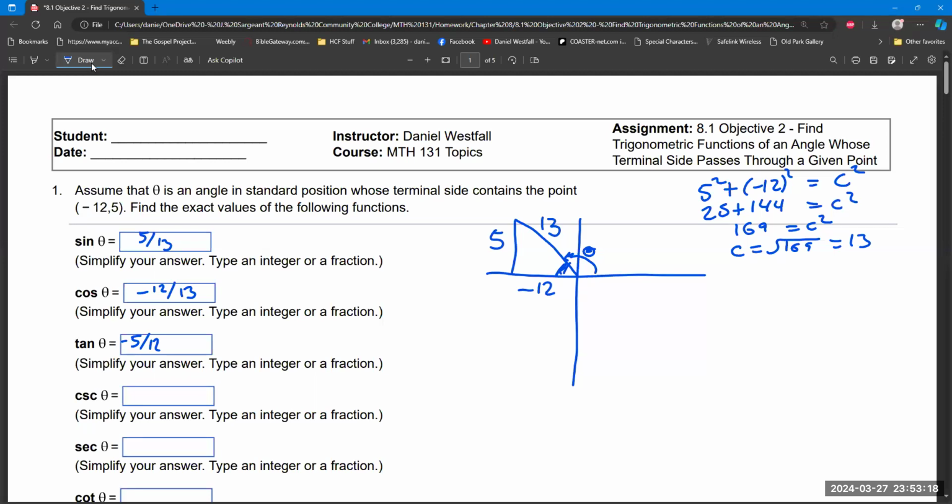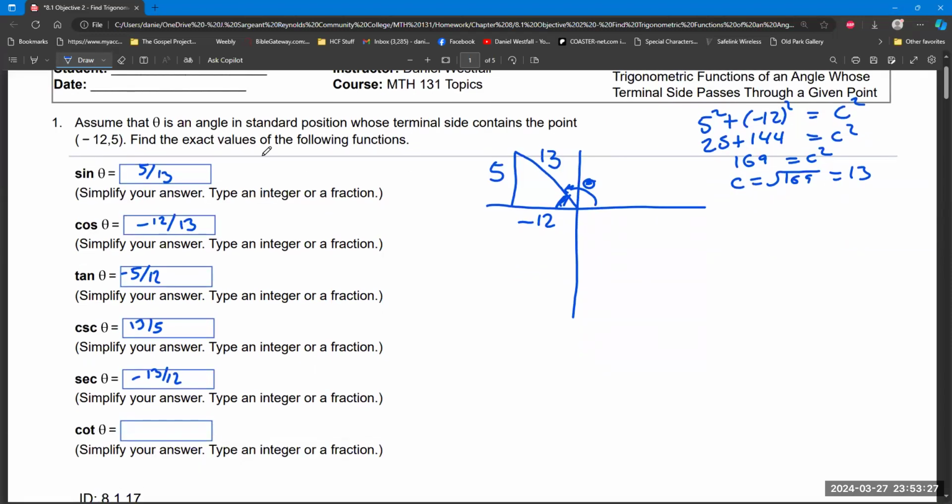Cosecant is the reciprocal of sine. That's going to be 13 over 5. Secant is the reciprocal of cosine, which is negative 13 over 12. Cotangent is the reciprocal of tangent, which is negative 12 over 5.